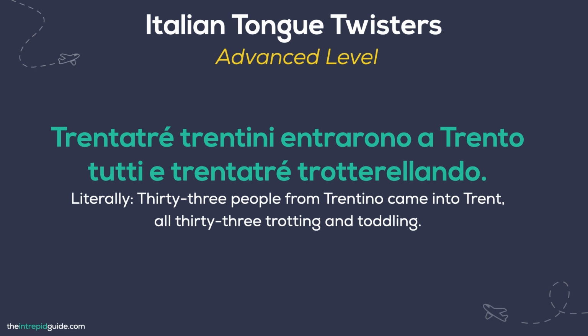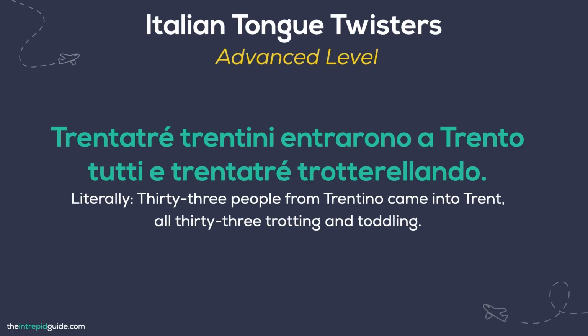33 people from Trentino come into Trent, all 33 trotting and toddling. With loads of double consonants and that tricky TR sound popping up 7 times in rapid succession, this super famous Italian tongue twister is a real challenge. Your mouth might feel like it's been at the gym after a few attempts. But hey, there's no better way to nail that Italian rolling R sound.